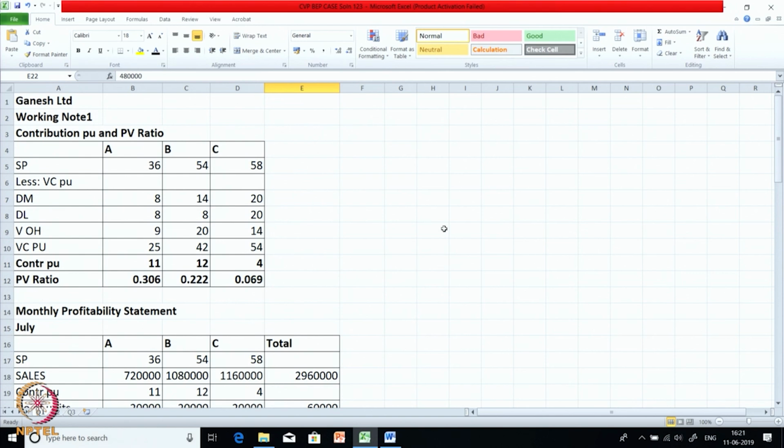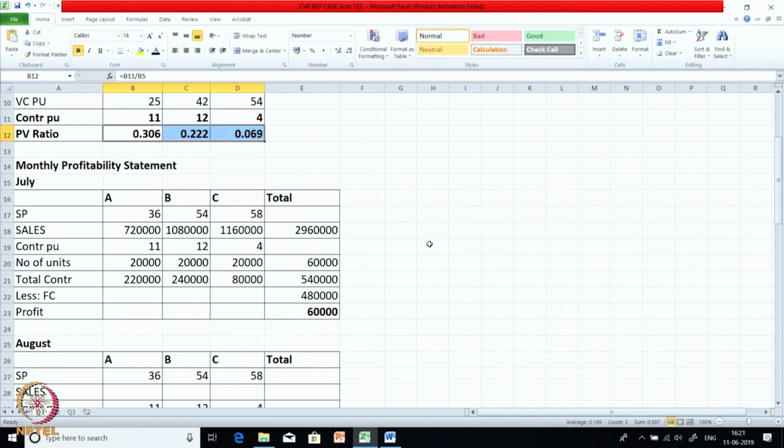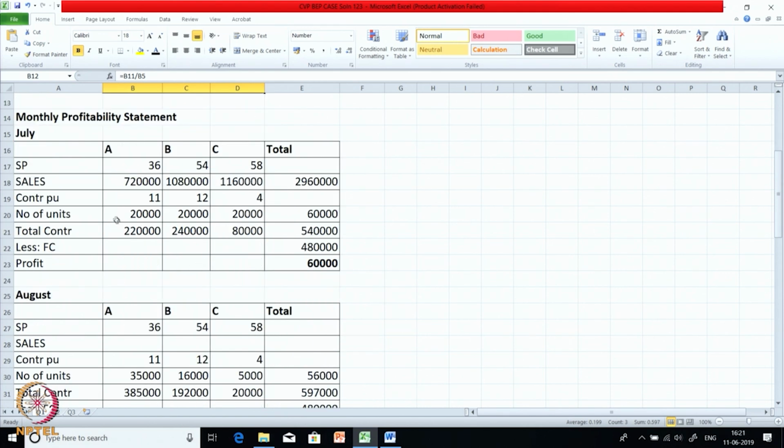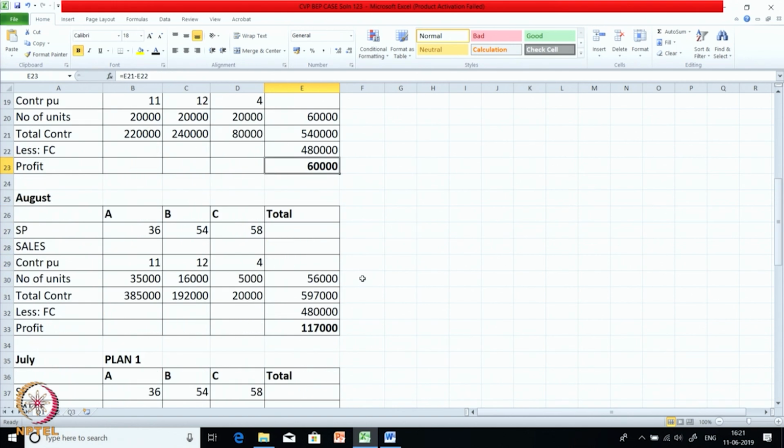This is the solution so far we have done. We always start with calculation of contribution and PV ratio. So, on product A we have a contribution of 11, B it is 12 and C it is 14, and these are the PV ratios. Then we calculated monthly profit for July. For that, first of all we should know the contribution in July, which is 5,40,000 minus 480, so you get a profit of 60,000. For the month of August the contribution has improved to 597 minus 480, you get a profit of 117, and dramatically you can see that profit has nearly doubled from 60,000 to 1,17,000.